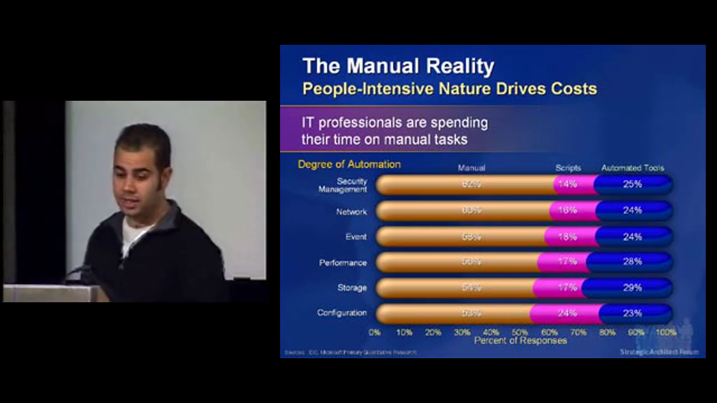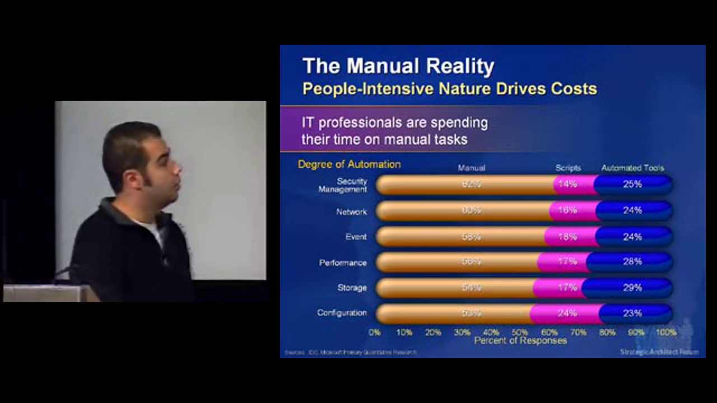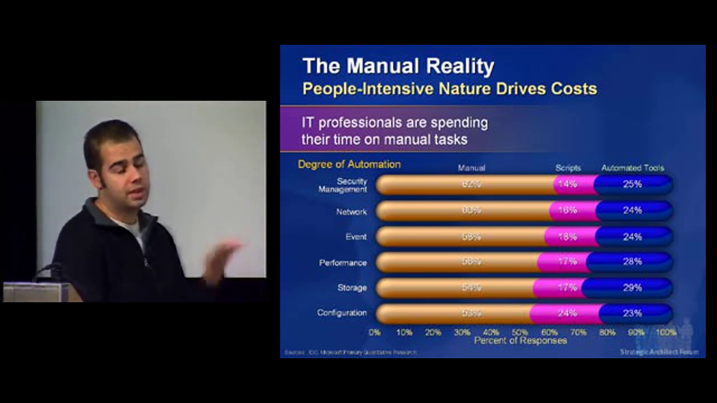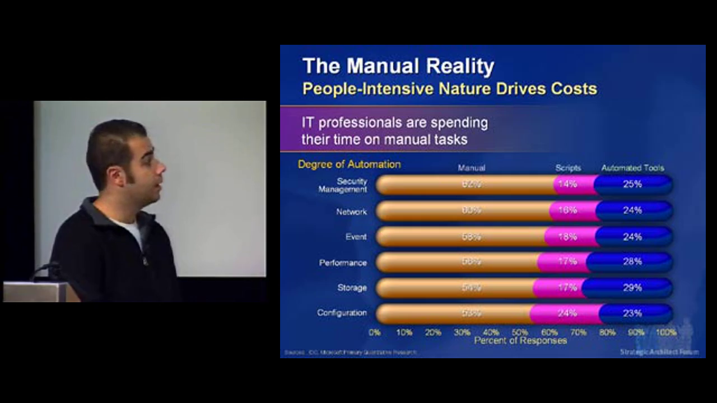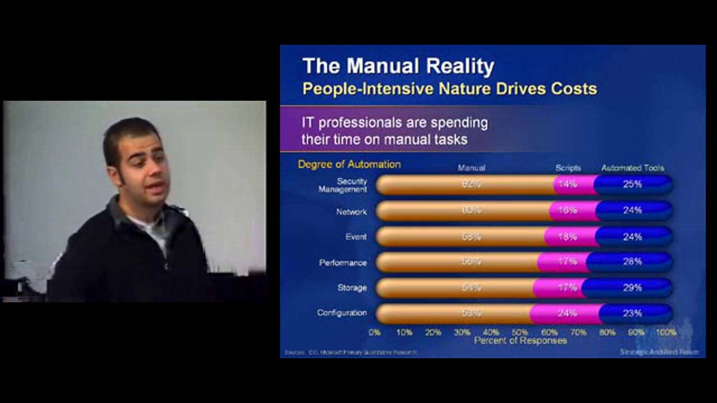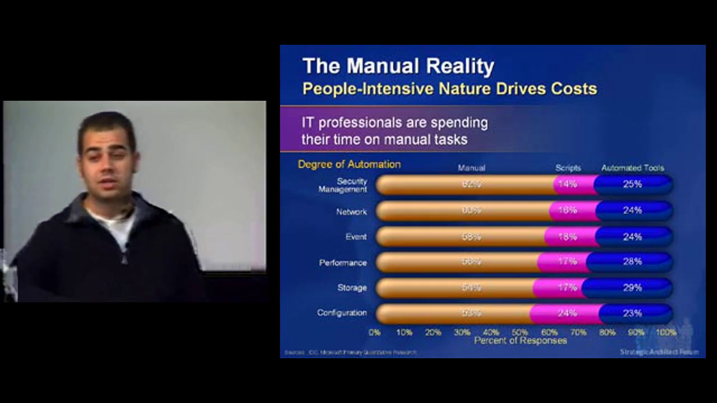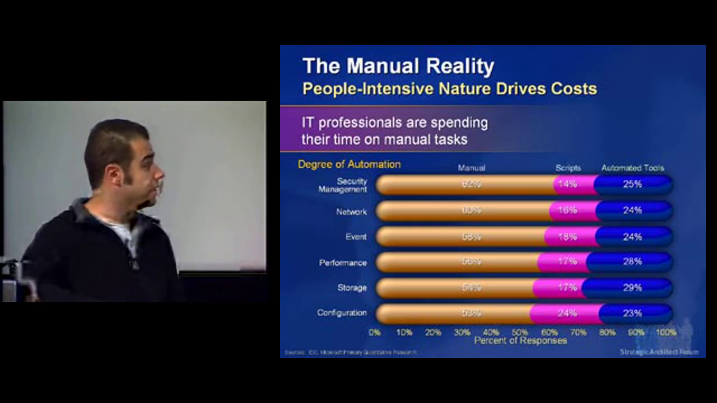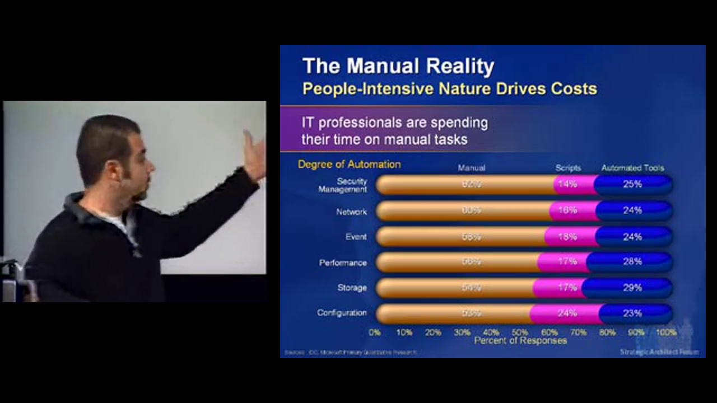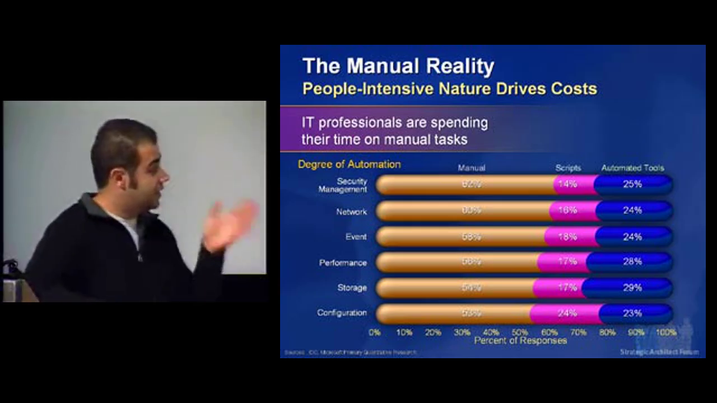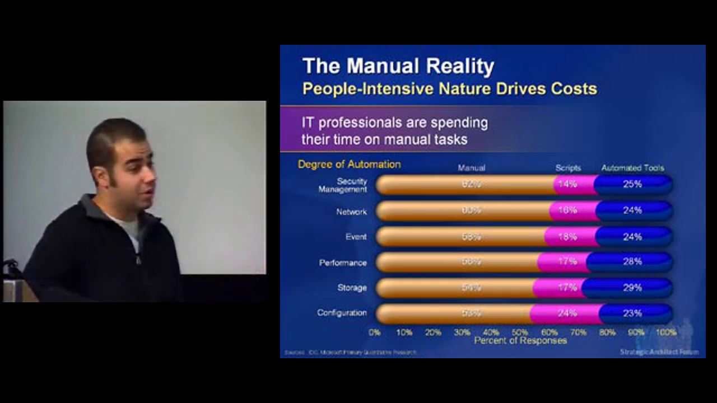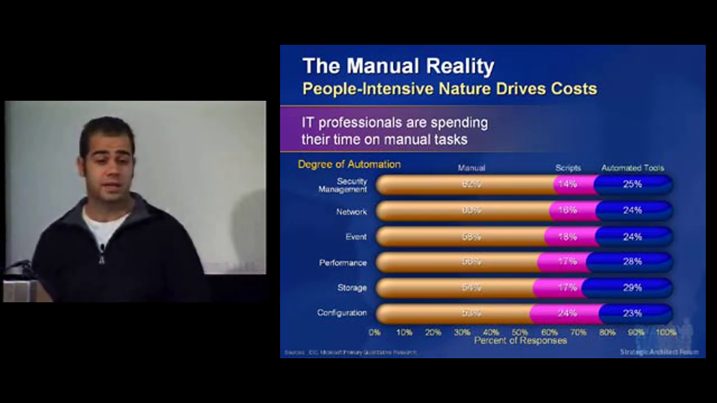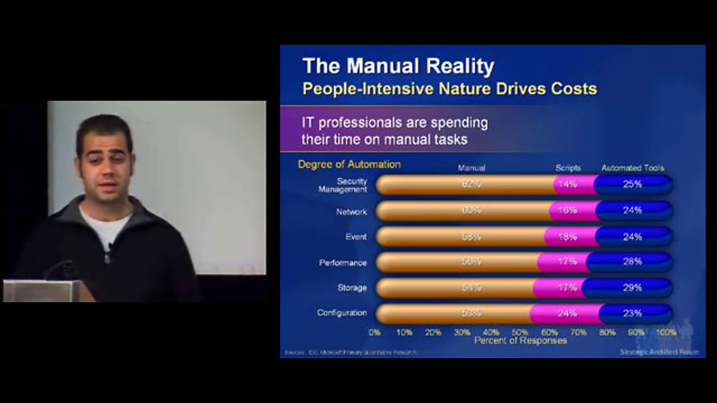This particular data point was done by interviewing 400 different customers with data centers with 25 servers or more, and we asked them about their 3 top line of business applications and about the tasks that they do on a daily basis to maintain these line of business applications. So areas of configuration, storage, and performance. And as you can see, a lot of it, 50% or more in all cases, was all manual. And these are not just Microsoft data centers. These are heterogeneous data centers.